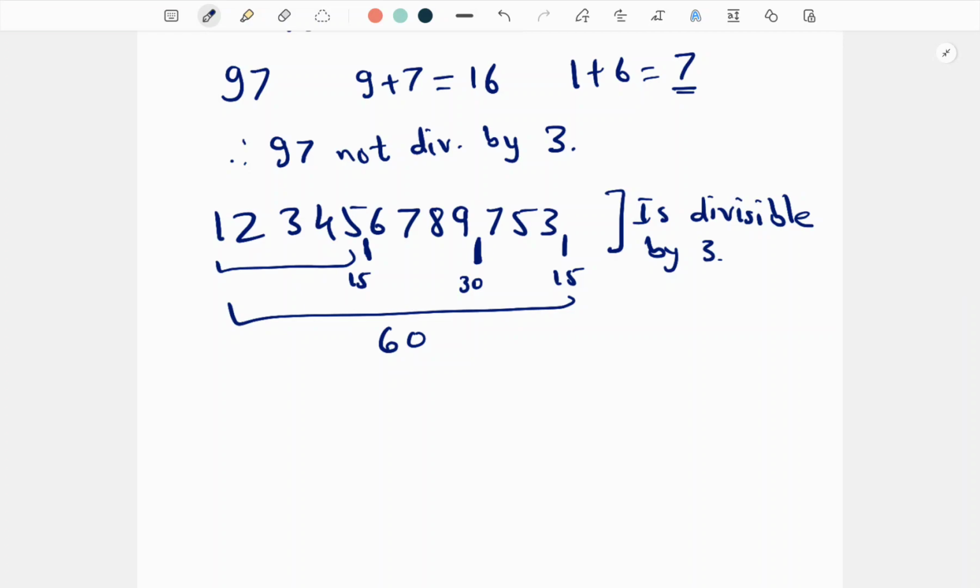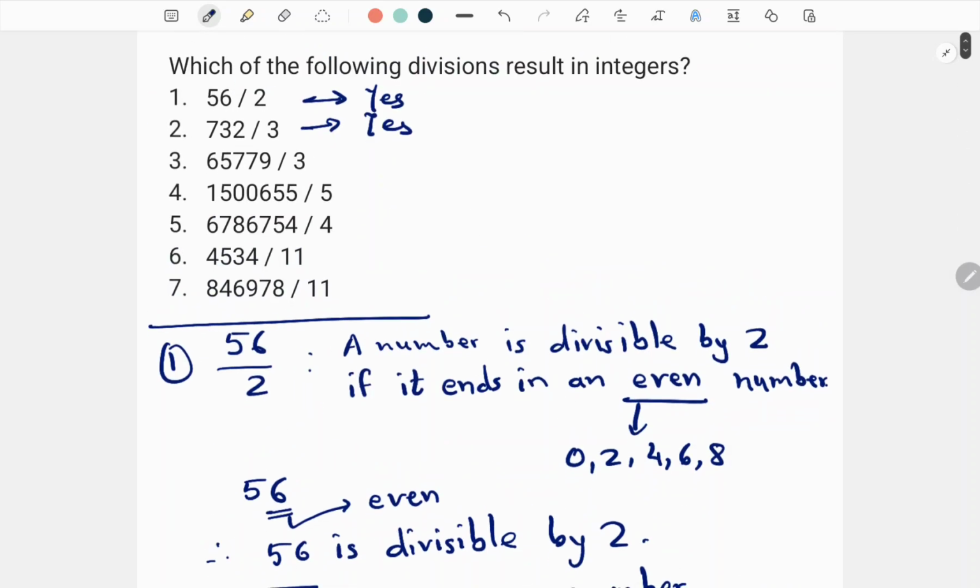So that's the power of this rule, that you can be given some 20, 30, 40 digit number and you don't need to actually do the division, which can go wrong or it could be slow, but you can calculate if the number is divisible by 3. Let's go to the next example.